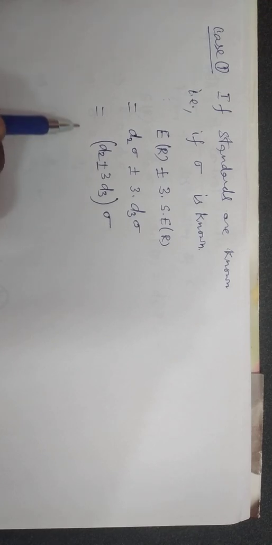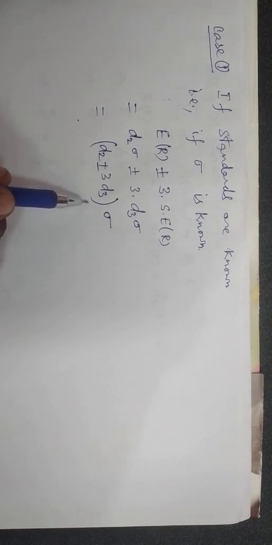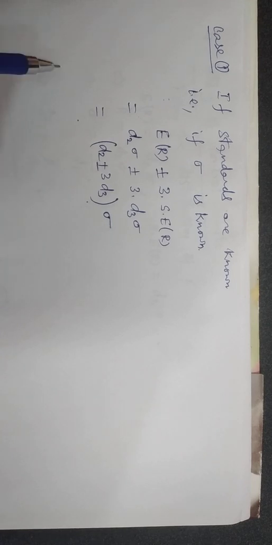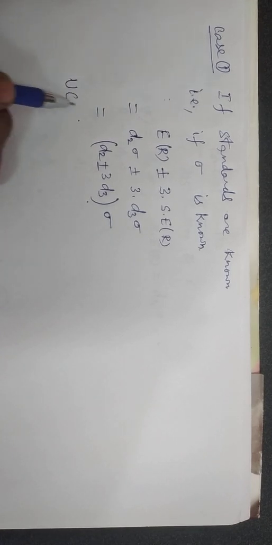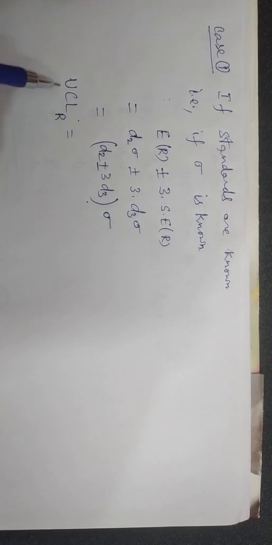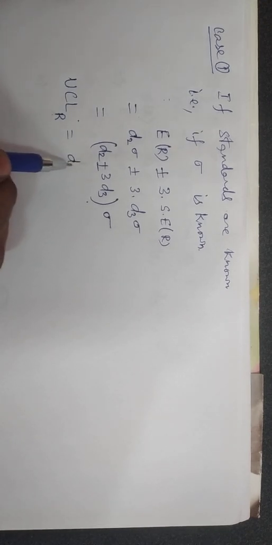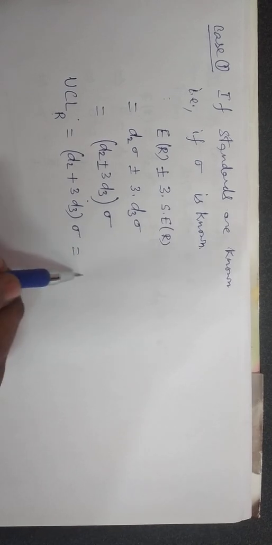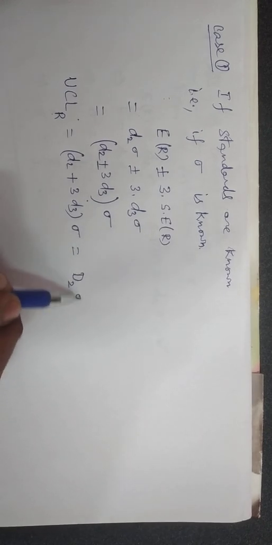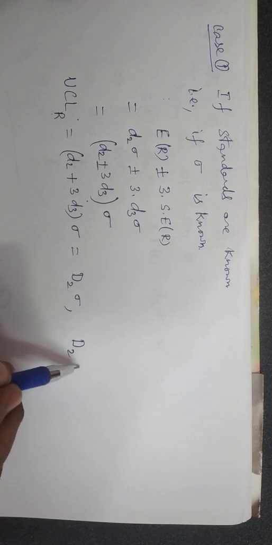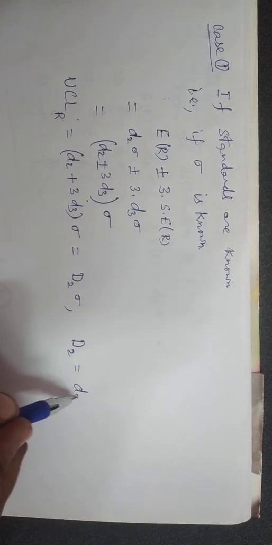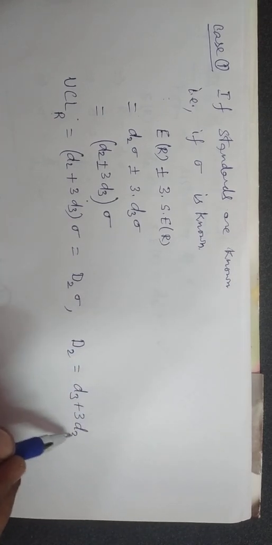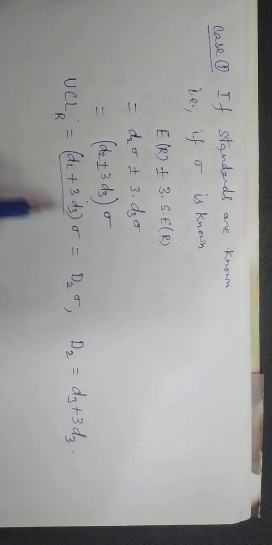So these are the control limits, from which you have to write two control limits. One, UCL of R. This is the UCL for the R chart, which is d2 plus 3 d3 multiplied by sigma. We can write it as capital D2 sigma, where capital D2 is nothing but d2 plus 3 d3. Hope you understand. This is the constant.